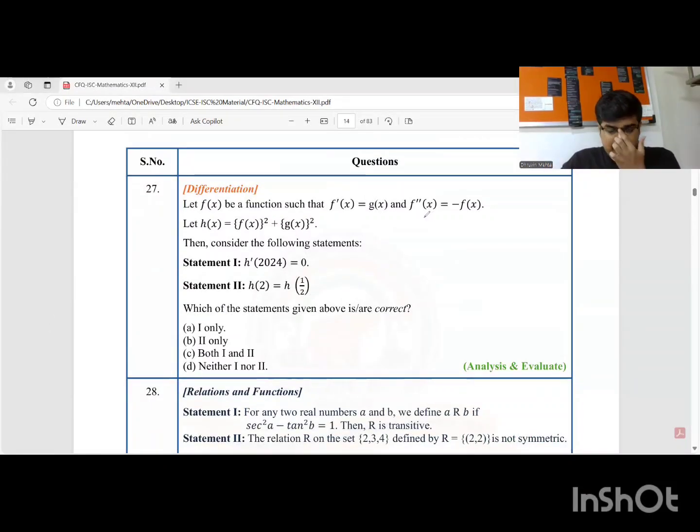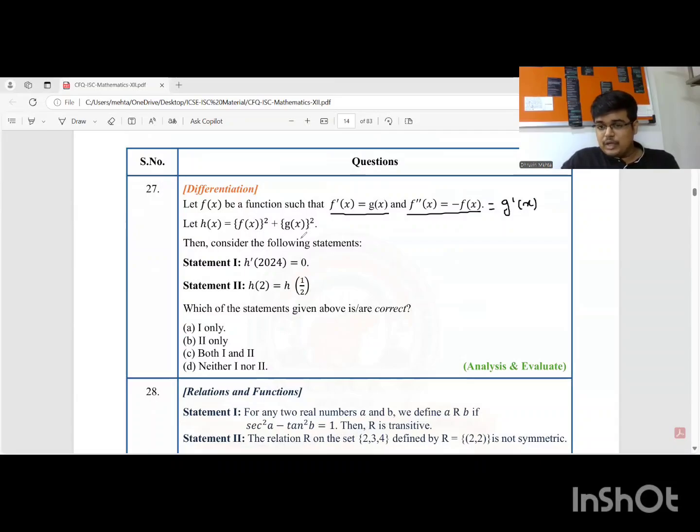Let us take this. F of x is given to be a function such that f dash x is g. So derivative of f is g, and double derivative of f is minus f. Before we proceed, students, I want you to understand: double derivative of f means derivative of f dash, which means this is also same as derivative of g.